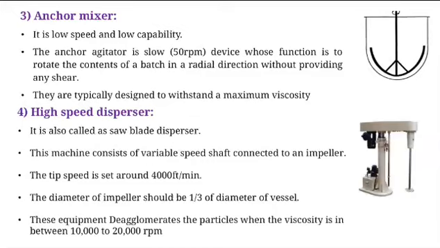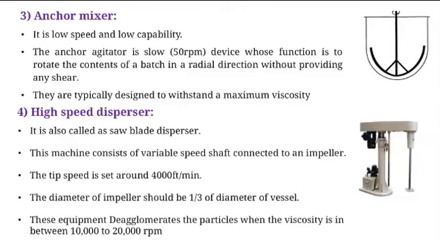Next is the anchor mixer. It is low speed and low capability. The anchor agitator is slow, at 50 rpm. This device's function is to rotate the content of a batch in radial direction without providing any shear. They are typically designed to withstand a maximum viscosity.